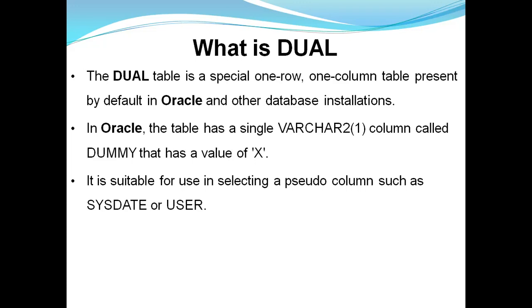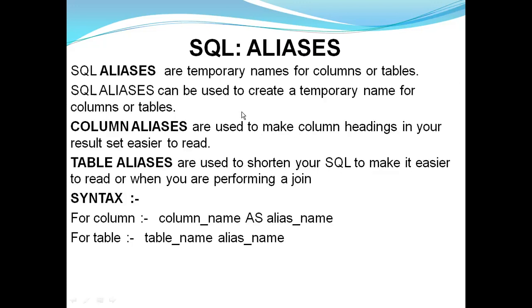Simple. So usually the dual is used for retrieving the pseudo columns like sysdate or user. Very simple here. Aliases. What is aliases? It is nothing but a temporary name given to the column or table. We have talked about that in a practical manner also. So it helps us to shorten the name, which makes it easier when we are using the joins. Very simple.